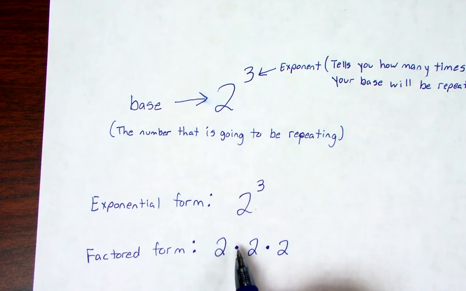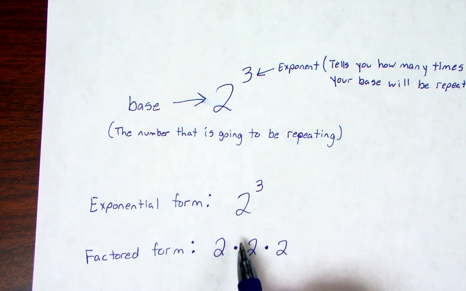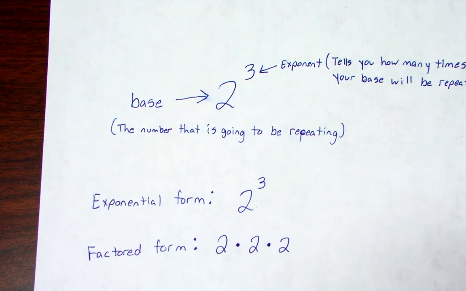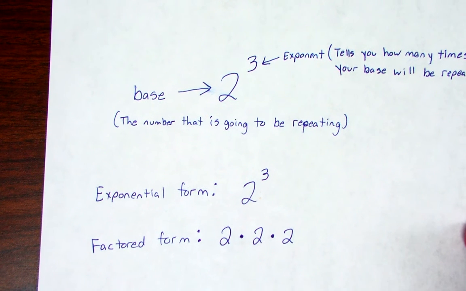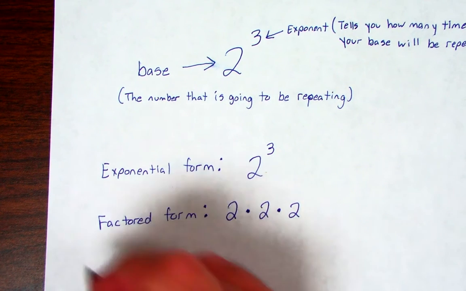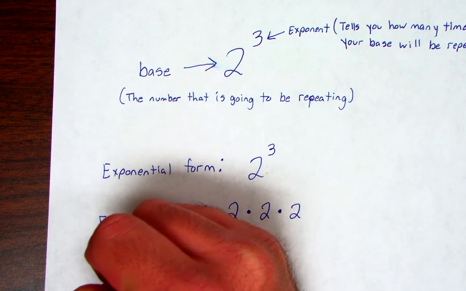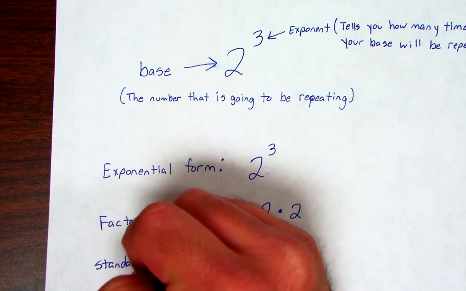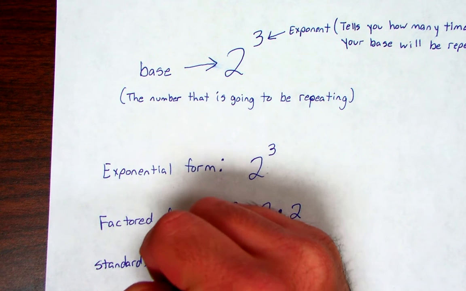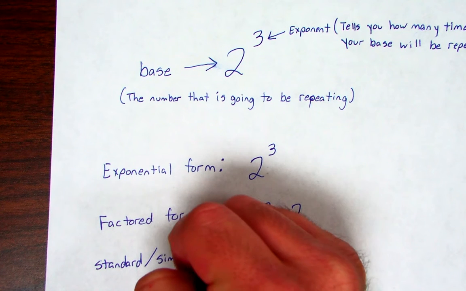Now guys, remember that dot right there in the middle, just like so, could mean multiply. Sometimes you will see the X as well. It's the same thing. Now let's talk about your standard slash simplest, because it means the same thing, form.